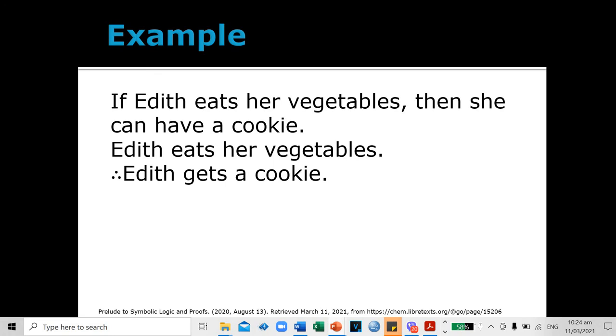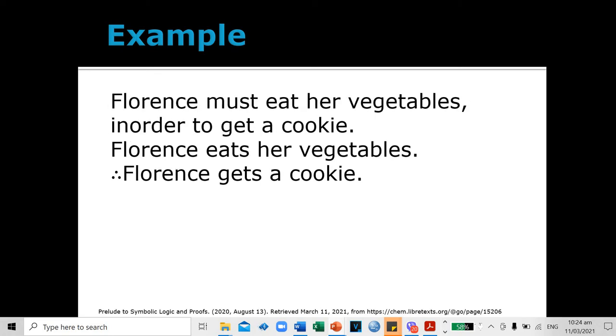So for example, if Edith eats her vegetables, then she can have a cookie. Edith eats her vegetables, therefore Edith gets a cookie. The next example, Florence must eat her vegetables in order to get a cookie. Florence eats her vegetables, therefore Florence gets a cookie.